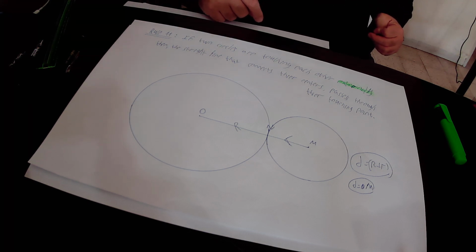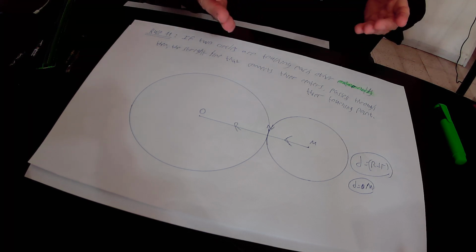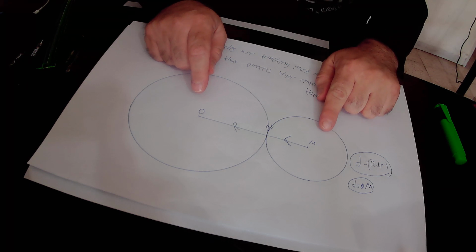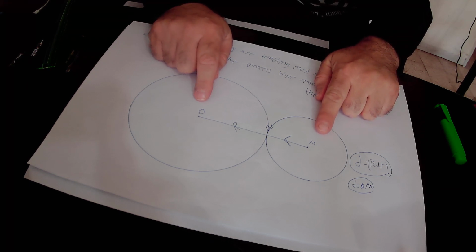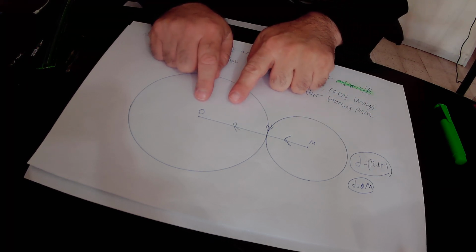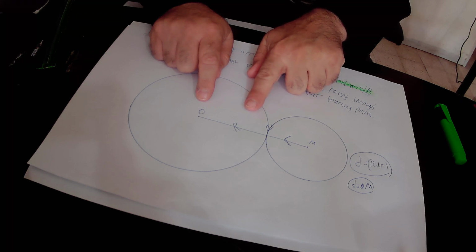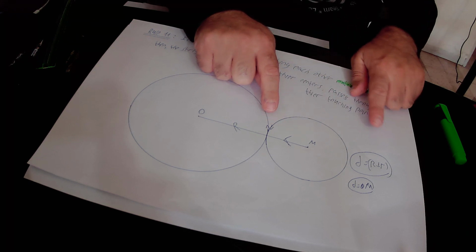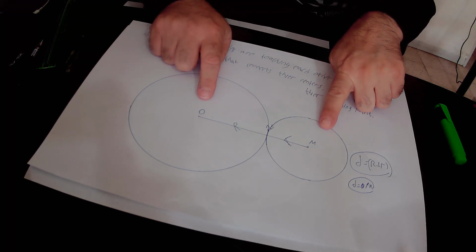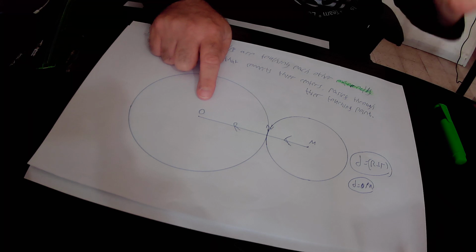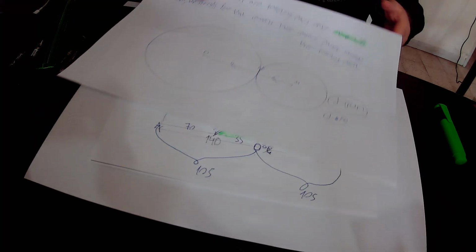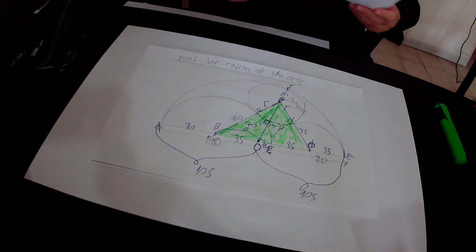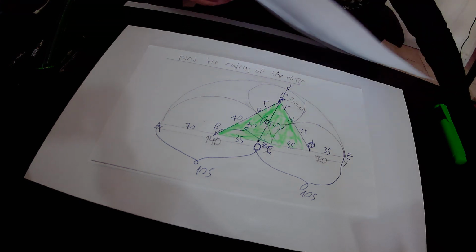Okay? And what is the distance between their centers? That is to say, what is the length of line segment OM? It is equal to the radius of the big circle, that is capital R, plus the radius of the small circle, that is small r. So D, the distance between their centers, OM equals capital R plus small r. Then we actually implemented the two new rules in our drawing.